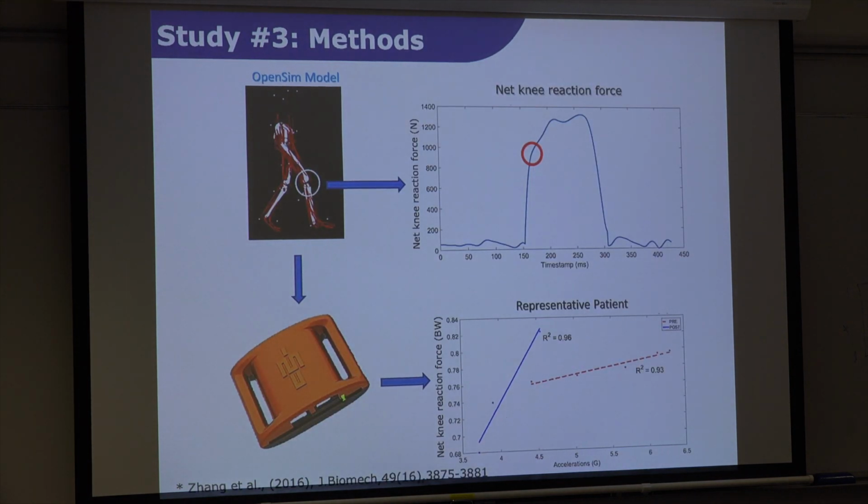So we used OpenSim to calculate their net knee reaction force. We extracted the net knee reaction force at heel strike and correlated that to the acceleration, to give us a linear relationship between the accelerations in g and the net knee reaction force in body weight before and after surgery. Before in red, pre, and after in blue, solid, post.